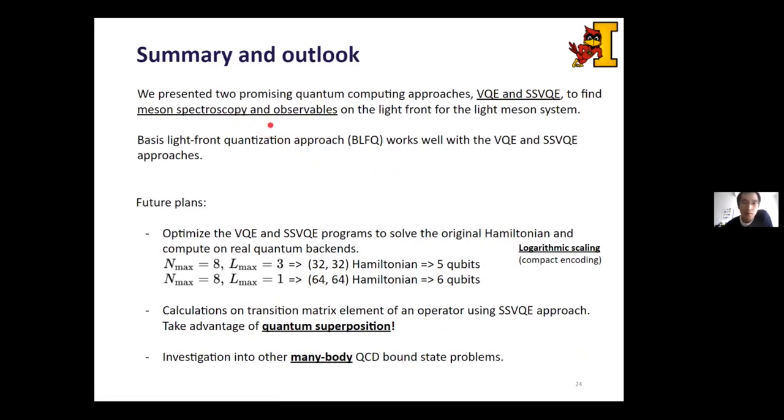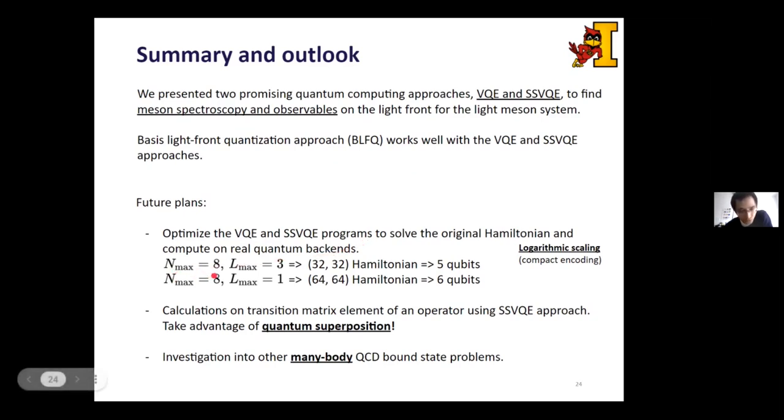We presented two promising quantum computing approaches, the VQE and SSVQE, to find the meson spectrum and observables on light-front for light meson system. So we found that the basic light-front quantization approach works well with the VQE and SSVQE approach. Some of the future plans include that we want to optimize the VQE and SSVQE program to solve the original Hamiltonian, hopefully, and compute on real quantum backend. So we already tried that on quantum backend using the newly VQE client program by Qiskit.